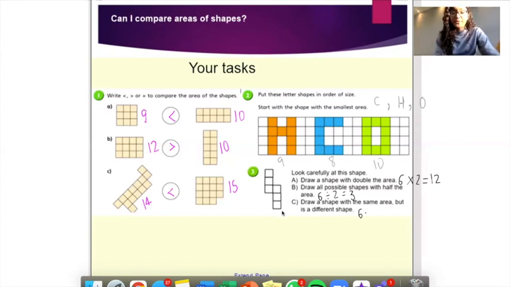Part B, draw all possible shapes with half the area. So remember, the area of this shape is 6. So to work out what half of it is, you divide it by 2. 6 divided by 2 is 3. So I'm curious to see what shapes you create that have an area of 3.